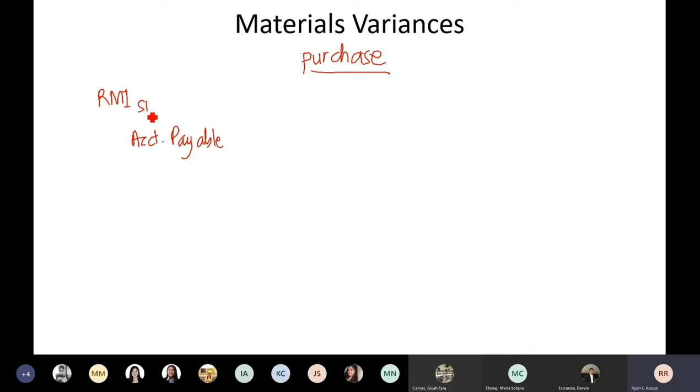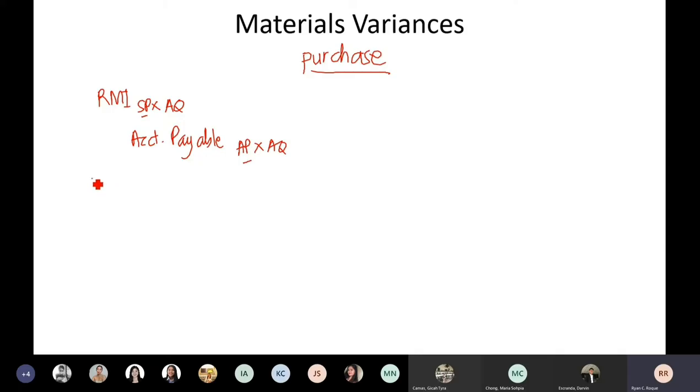Kaya ito ay standard price, multiply mo ng actual quantity purchased mo. Pero ang babayaran mo sa supplier mo, of course, actual price. Hindi mo pwedeng sabihin na, itong standard ko, ito lang babayaran ko sa inyo. So you have to pay actual price times the actual quantity that you purchased. Okay? At kung makikita mo, yung debit and credit mo magkaiba ng price.